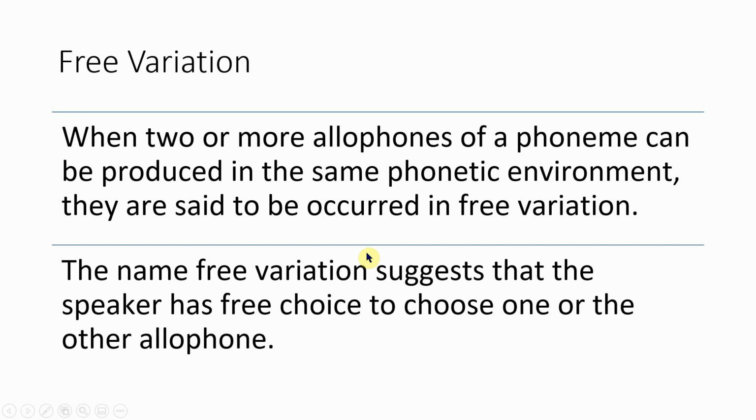Usually in free variation, we know allophones, which are the different physical versions of the same phoneme. So when we have two or more allophones, and they can be produced in the same phonetic environment, in other words, the speaker has a choice either to produce one allophone or to produce another allophone. While in complementary distribution, we are bound to produce only one allophone or the other in a specific environment. But in free variation, there is a choice either to produce one allophone or the other allophone.